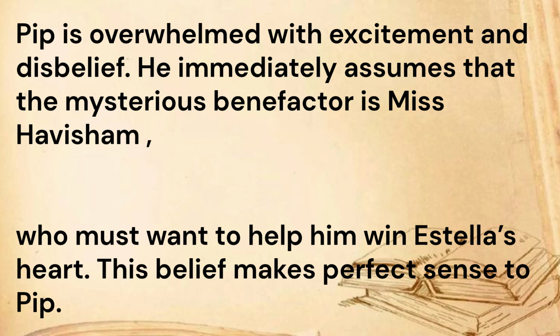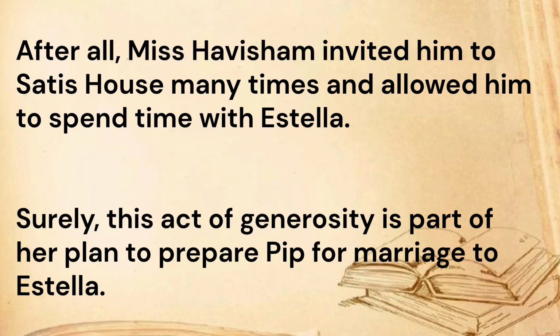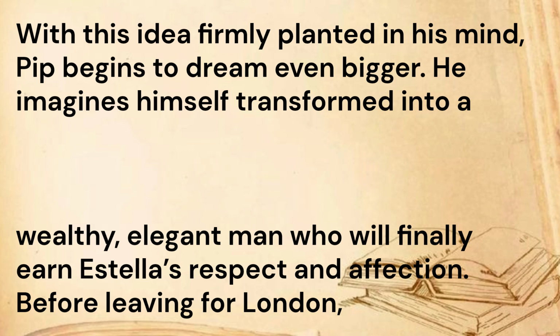He immediately assumes that the mysterious benefactor is Miss Havisham, who must want to help him win Estella's heart. This belief makes perfect sense to Pip. After all, Miss Havisham invited him to Satis House many times and allowed him to spend time with Estella. Surely this act of generosity is part of her plan to prepare Pip for marriage to Estella. With this idea firmly planted in his mind, Pip begins to dream even bigger. He imagines himself transformed into a wealthy, elegant man who will finally earn Estella's respect and affection.